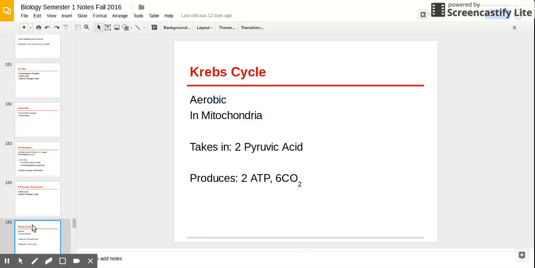Then if we've got oxygen going on, we go to this step called the Krebs cycle. Glycolysis broke the glucose up for us. And if you guys remember, it broke it into these things called pyruvic acid. So glycolysis turned glucose into pyruvic acid. Then the Krebs cycle uses that pyruvic acid. It happens in the mitochondria. Aerobic means it happens in the mitochondria.